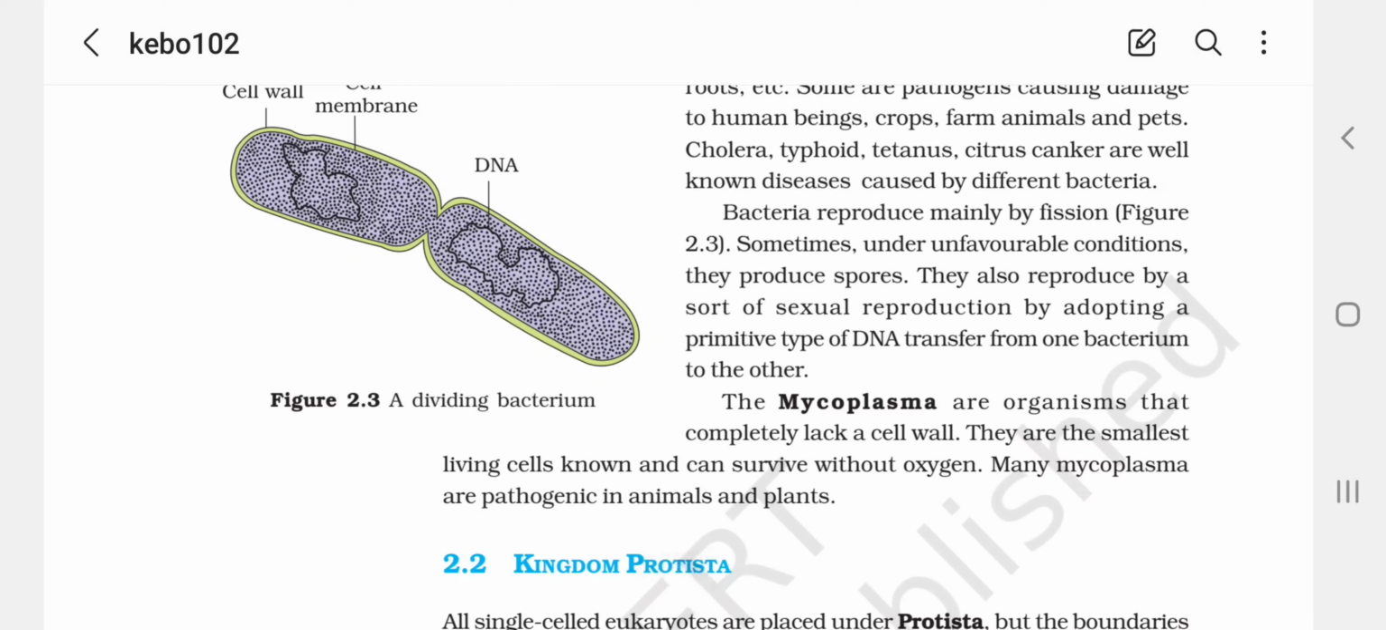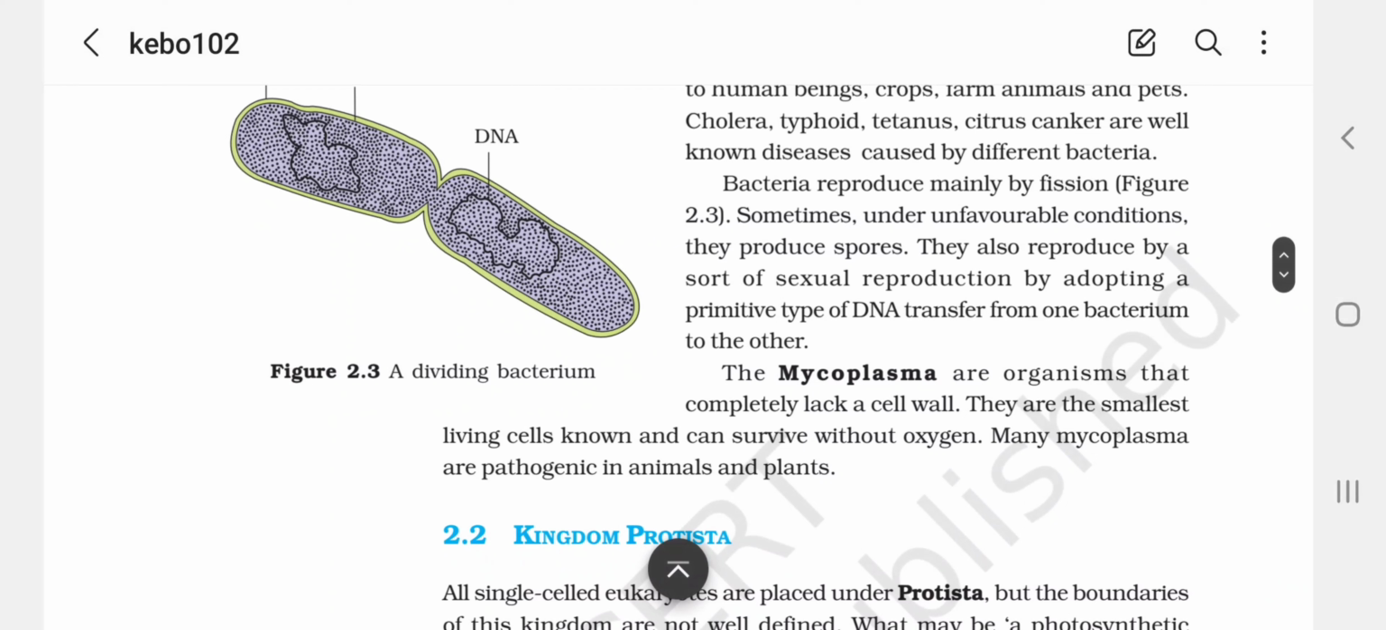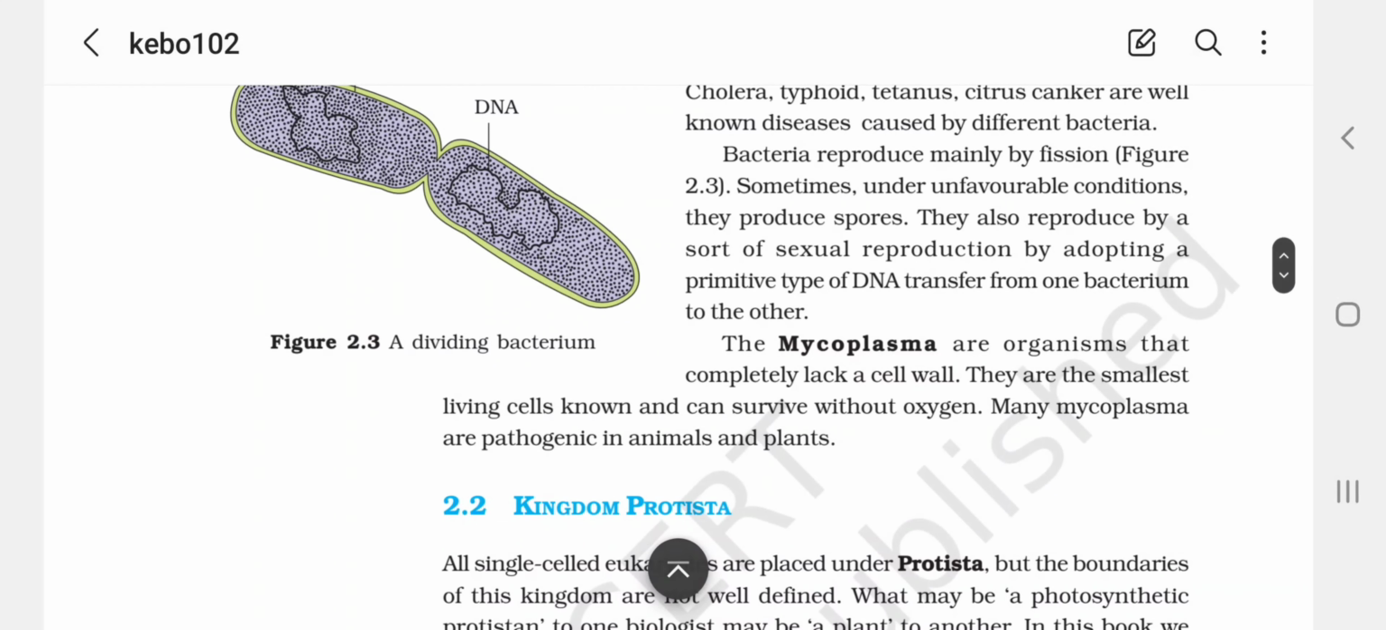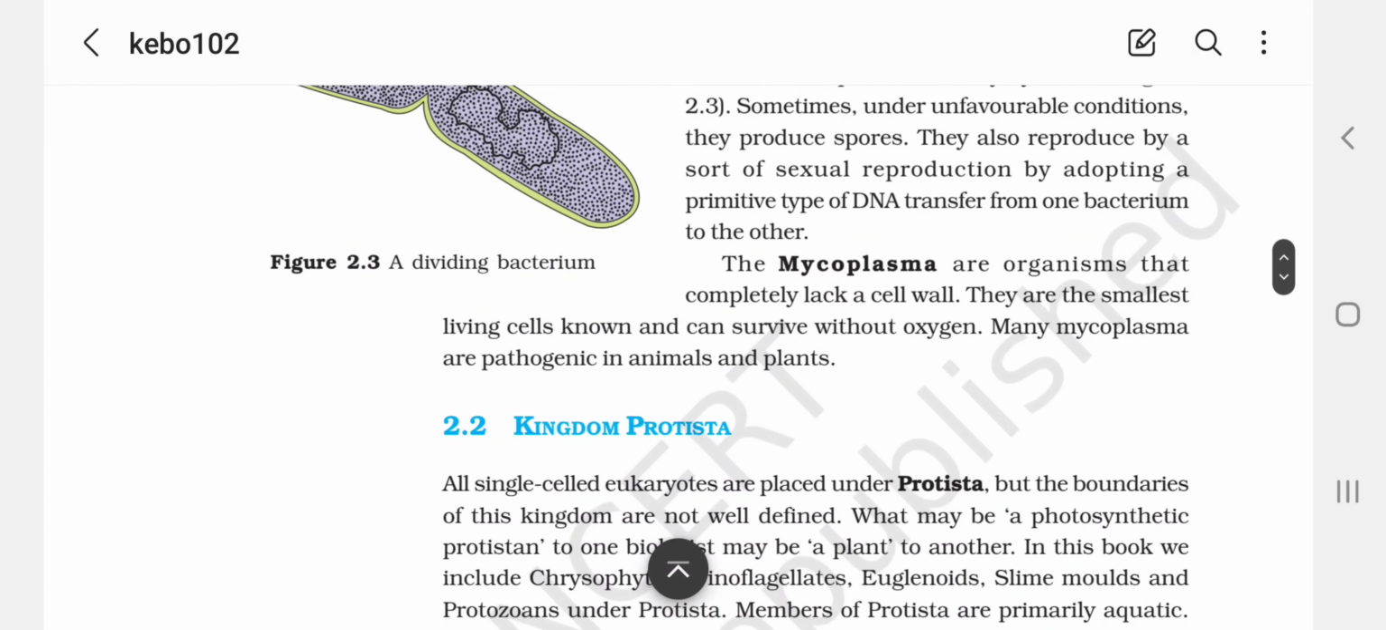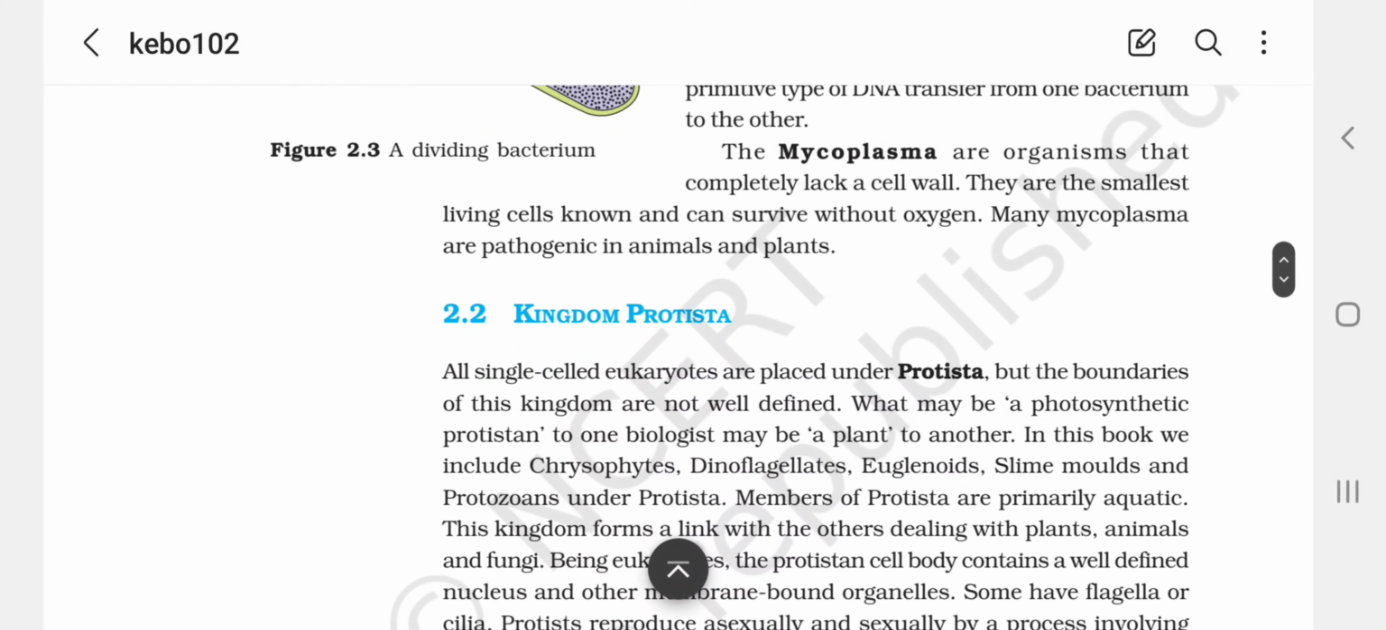Cholera, typhoid, tetanus, and citrus canker are well-known diseases caused by different bacteria. Bacteria reproduce mainly by fission, Figure 2.3. Sometimes, under unfavorable conditions, they produce spores. They also reproduce by a sort of sexual reproduction by adopting a primitive type of DNA transfer from one bacterium to the other. The mycoplasma are organisms that completely lack a cell wall. They are the smallest living cells known and can survive without oxygen. Many mycoplasma are pathogenic in animals and plants.